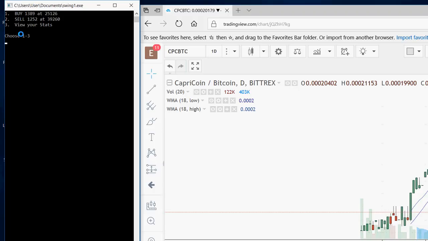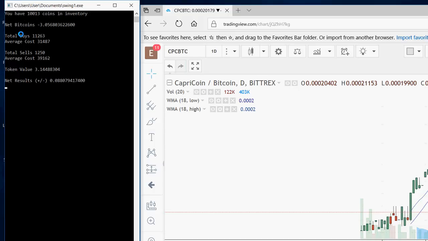And there we have it. So now let's click on the view stats just to show you. One, it shows you how many coins you have in inventory, 10,013. Net Bitcoins, -3. That's how much you have paid into the tokens, minus overall. Total buys, total sells, what your tokens are worth, and the plus minus is at the bottom.